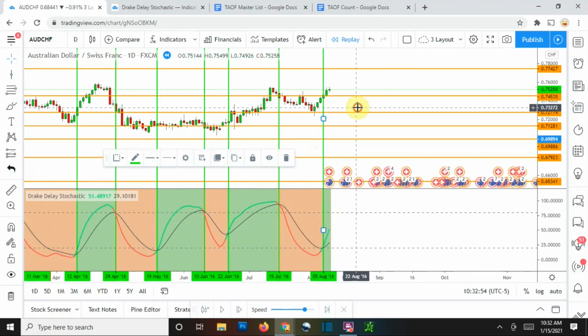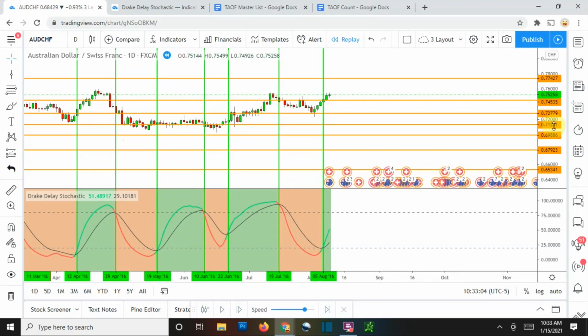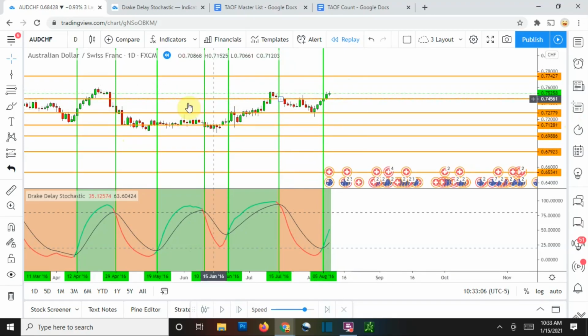We get another long over here. Price action comes down. It bounces off of this support level right here. Again, these are all just Fibonacci levels that we drew. This can make it easier for those of you who are new to drawing support and resistance lines.